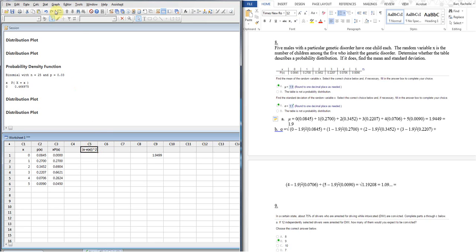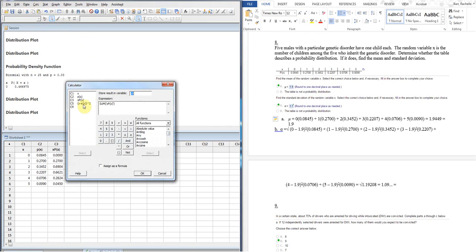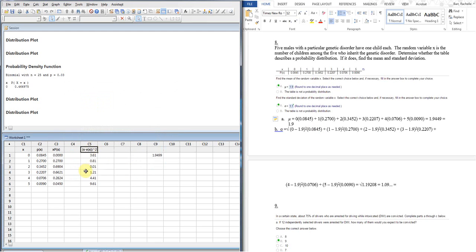Okay, so I'm going to create my calculate column, calculator. I want to store my results in C5, and I want to do my x column. So I need my parenthesis x minus the expected value of x, which I just got, 1.9, and then I'm going to square it. So if you're following along, I'm doing this step only, and then I'm going to multiply by my probabilities. So we'll hit OK, and that'll create that column.